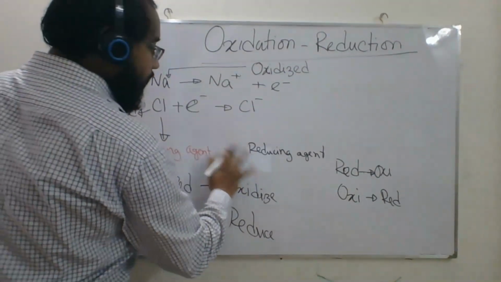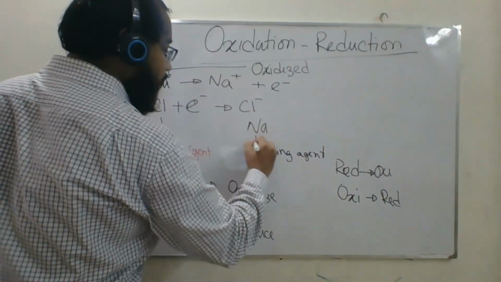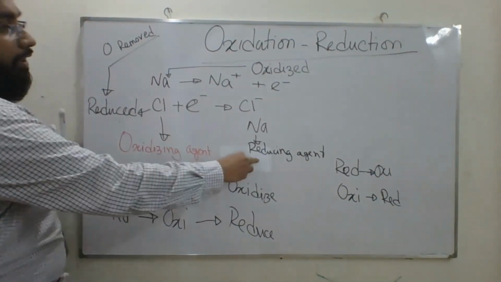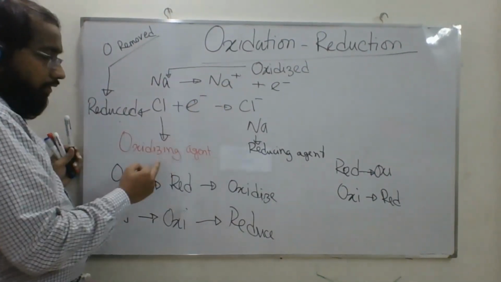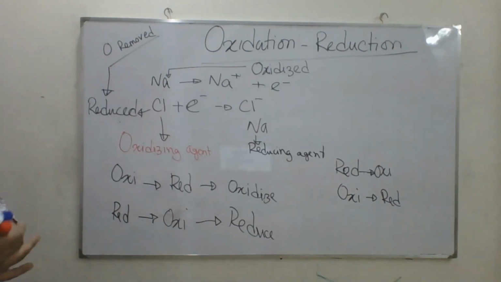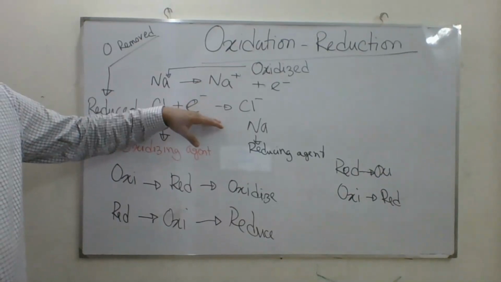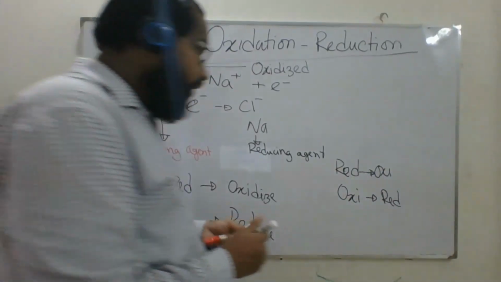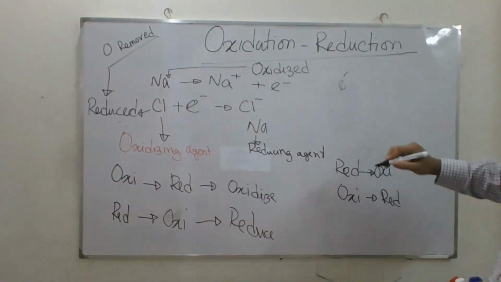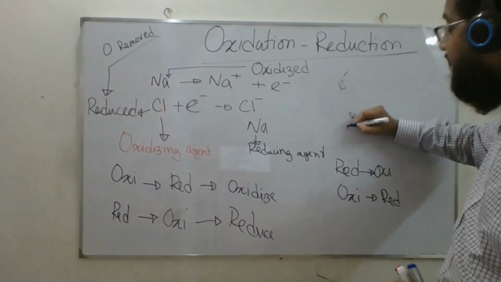So we can say sodium is a reducing agent here. Again, you can say reducing agent gets oxidized, oxidizing agent gets reduced. Now, from this classical electronic concept, we can also say that if sodium needs to donate an electron, somebody must have to accept this electron.